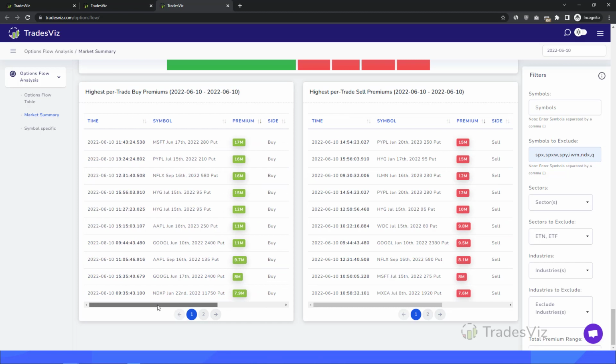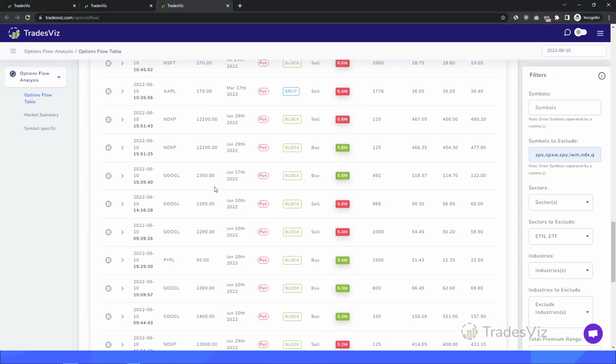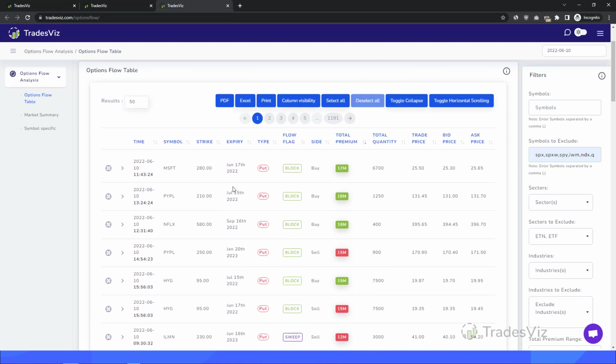That's it, and you have the entire knowledge of what transpired yesterday in the entire US market within a couple of minutes. For example, here I can see that a few of the largest trades were Microsoft, PayPal, Netflix, and so on. PayPal is kind of interesting. Maybe I'll go to the options flow table and see if I can find any PayPal trades. I can see the PayPal trade over here.